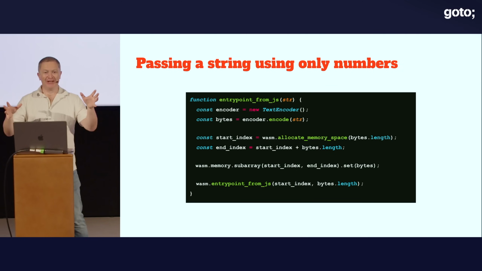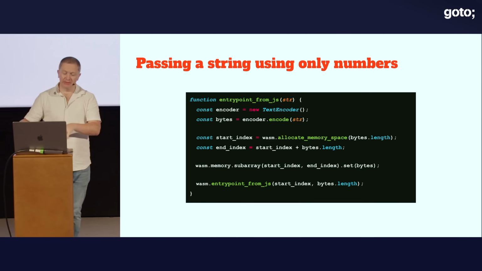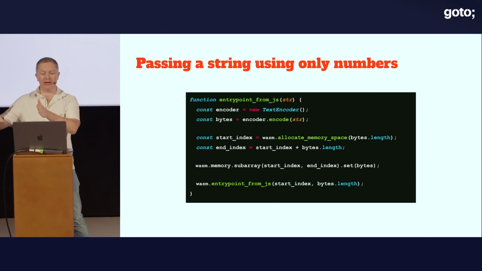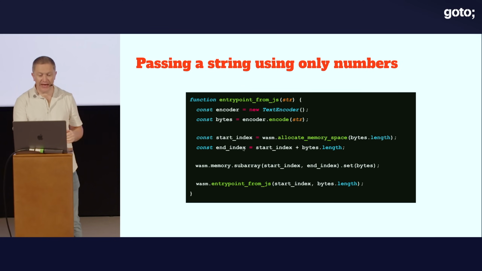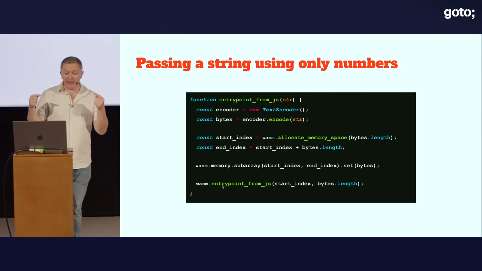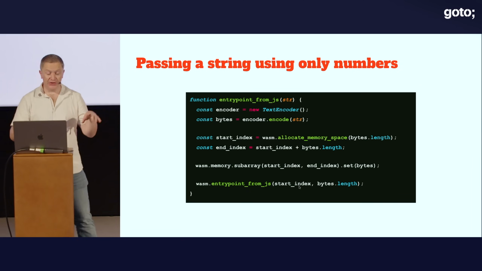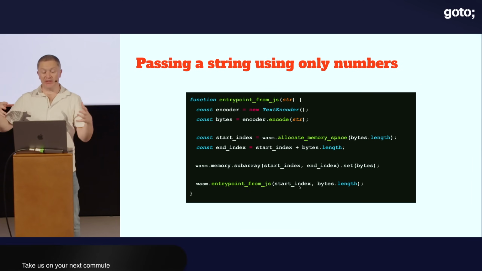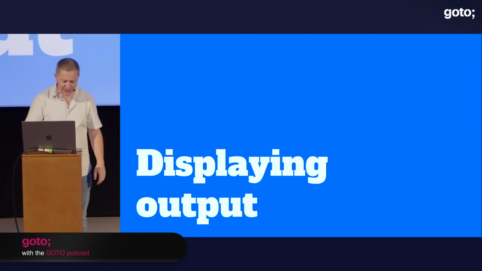Then we're going to allocate some memory space inside of the WebAssembly module, because it needs to make sure that we don't overwrite anything else that's going on inside that memory. So we tell it how many bytes we want. It'll tell us where to put that, what index to put it at in the array. And then we can work out the start index and the end index, and we set those equal to the bytes that we had. And then we're ready to call the real WebAssembly function. So that's wasm.entryPointFromJS. We can call that with two numbers now, because we've written all the bytes into memory, and now we just need to say where they are. Here's the start, and here's how long it is. Okay, cool. So we got some input.